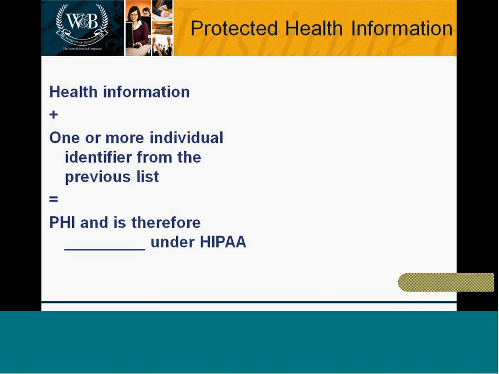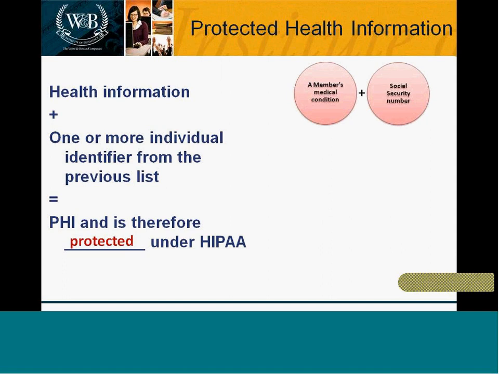And for us to be in a situation where regulations are a problem, I have two parts of an equation. I have to have health information and one or more of the identifiers that we gave you. If you have those things, then it is health information and therefore protected under HIPAA. So look at some of those things. We're talking about a medical condition plus a Social Security number.